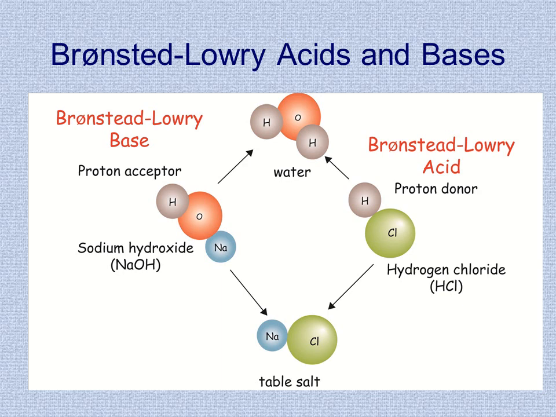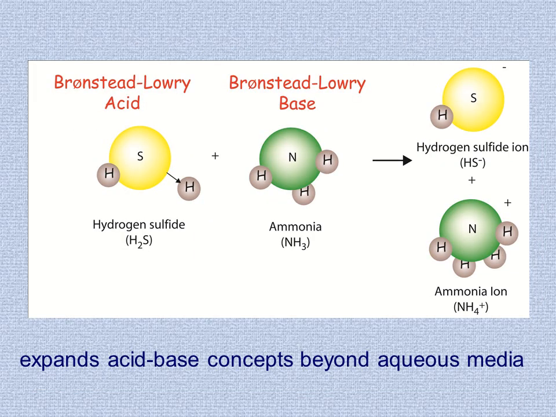So sodium hydroxide can accept a proton to form water, but as we'll see in later chapters, there's more to the Brønsted-Lowry base situation. So take a Brønsted-Lowry acid, such as hydrogen sulfide, and a Brønsted-Lowry base, ammonia. They form the hydrogen sulfide ion, HS minus, and the ammonium ion, NH4 plus. So here we don't have hydroxide involved, but we have the base ammonia accepting a proton to form the ammonium ion.